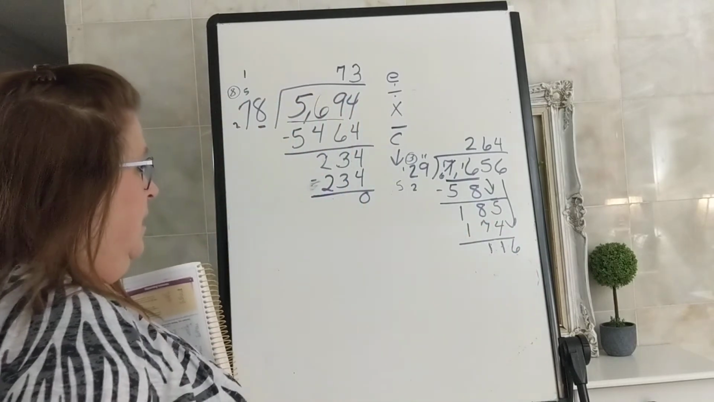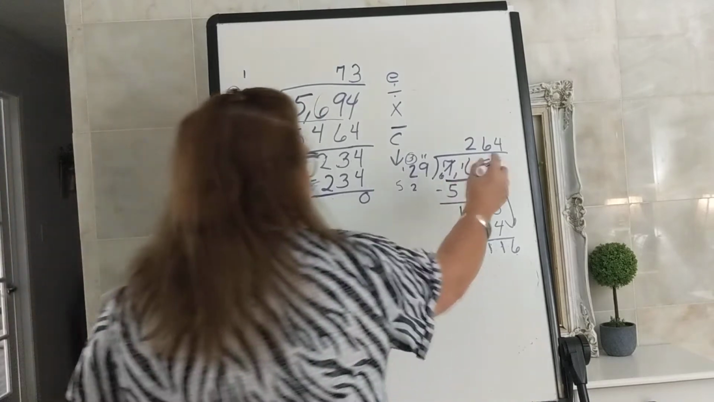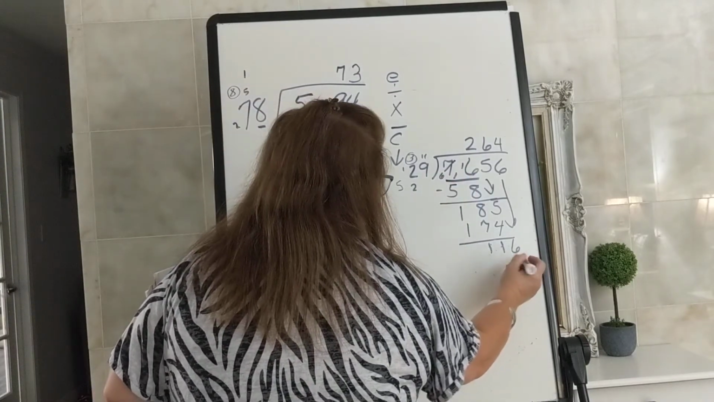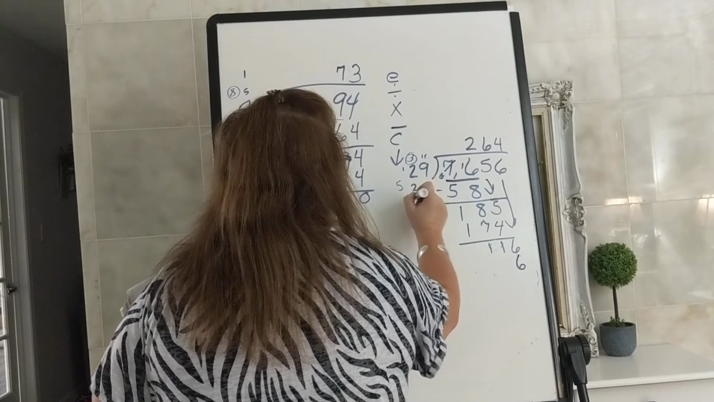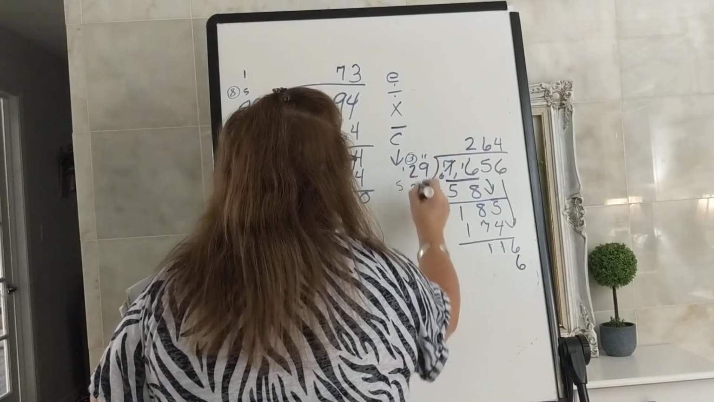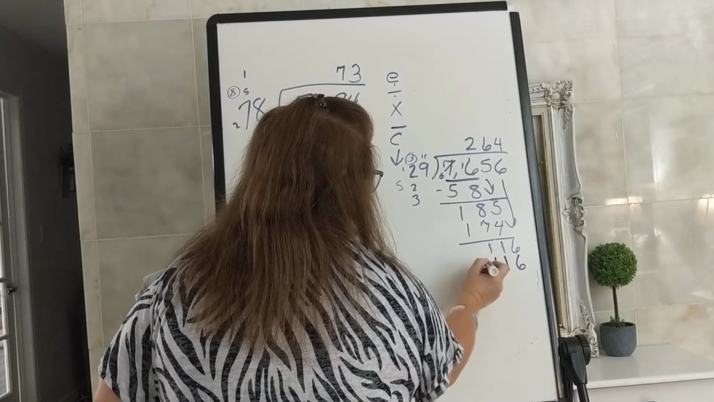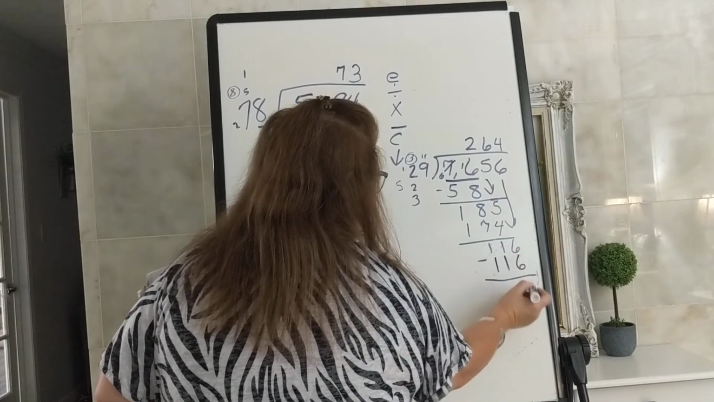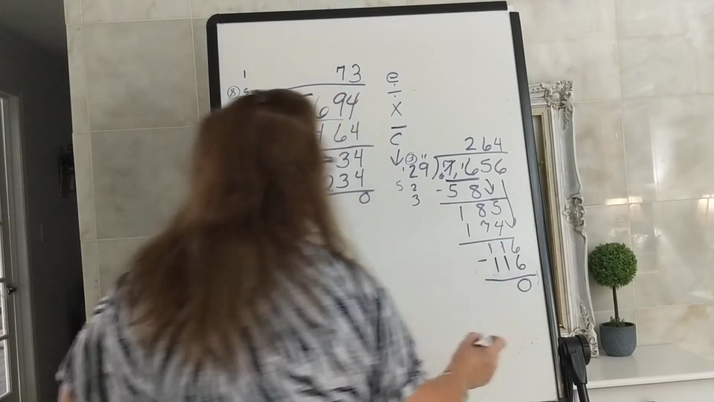Okay, so here we go. 9 times 4 is 36. We put 6 down. We carry our 3. 4 times 2 is 8, plus our 3 we carried is 11. So 116 minus 116 is 0.